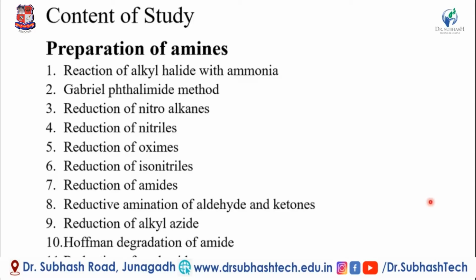The first one is the reaction of the alkyl halide with ammonia. Second is the Gabriel phthalimide method. Then the third one is the reduction of the nitroalkane. Fourth is the reduction of the nitrile. Fifth is the reduction of the oximes, and sixth is the reduction of the isonitrile. Seventh is the reduction of the amides. Eighth is the reductive amination of the aldehydes and ketones.